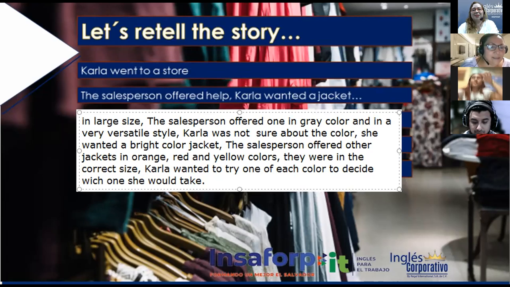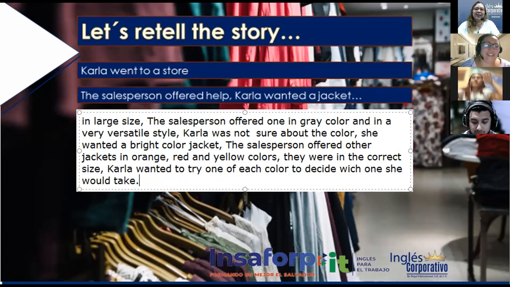She wanted a bright color jacket. The salesperson offered other jackets in orange, red, and yellow color. They were in the correct size. Carla wanted one of each color to decide which one she would take. Would take. Yeah, correct. Sorry. Okay, no problem. You are doing a good job. Thank you. Okay, you are reading fluently, okay? So now let's see.